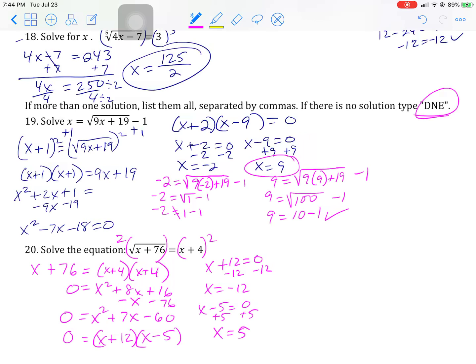Looking for that, maybe. I don't know. So let's check both of them. It's going to say whether all of them check or none of them check or one of them checks. So you can't go by that. Got to check them all. Negative 12 is probably not going to work.